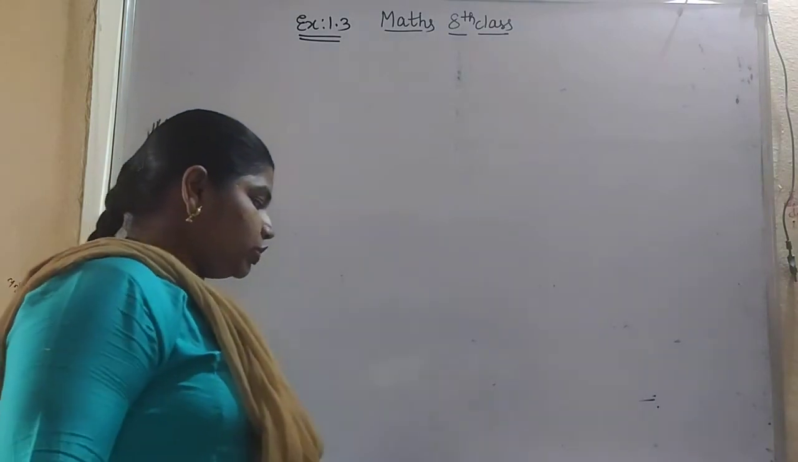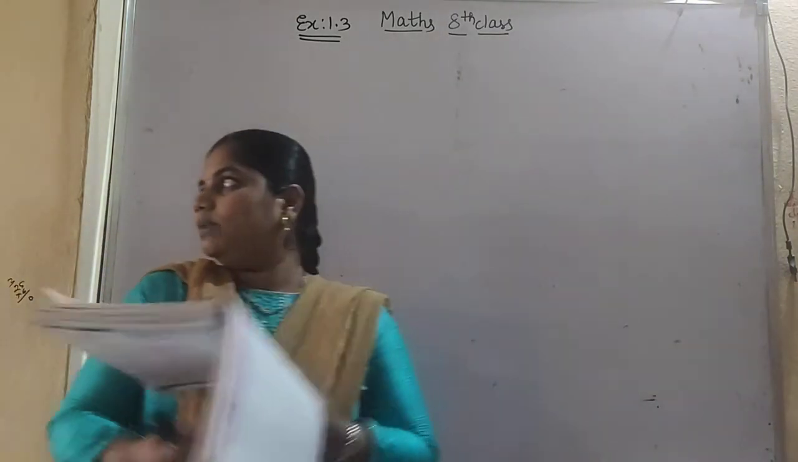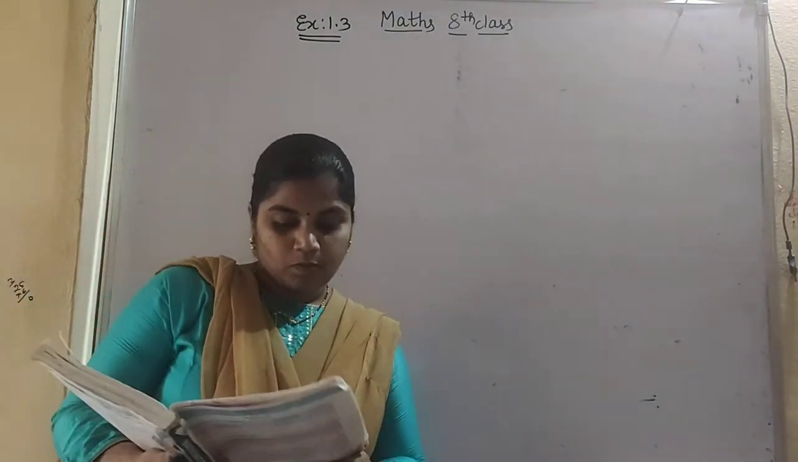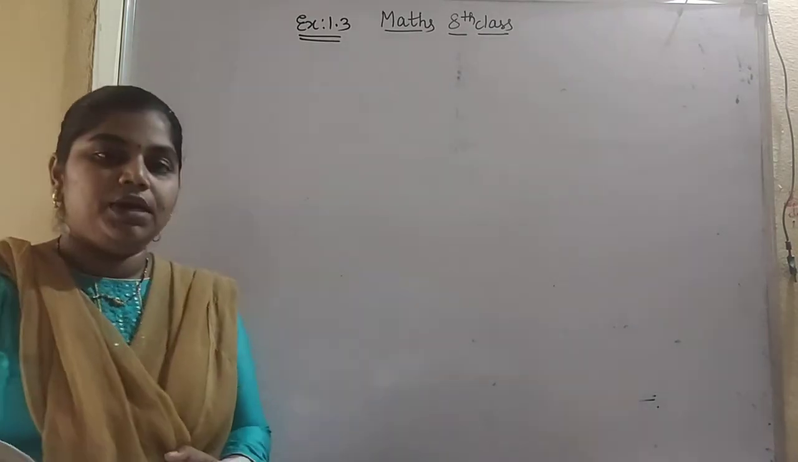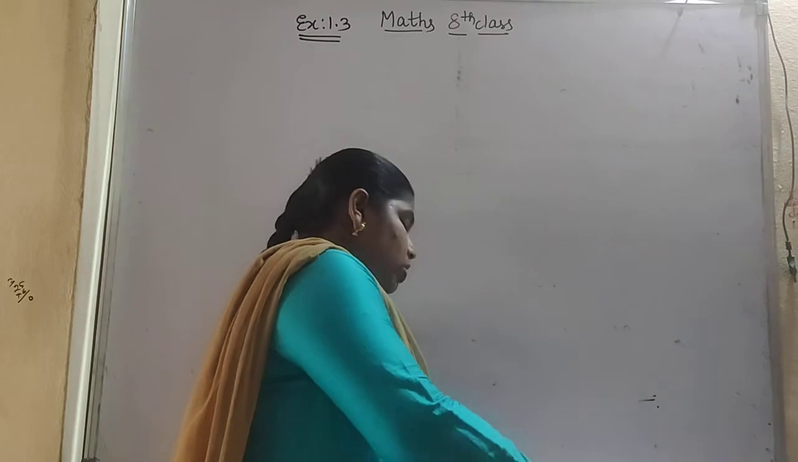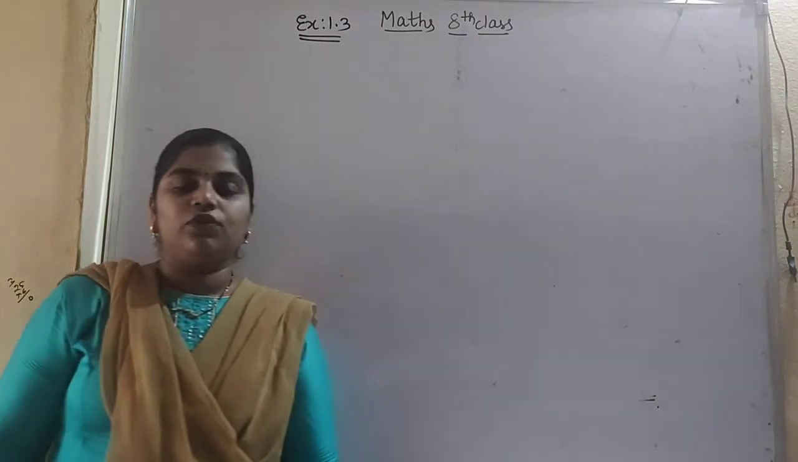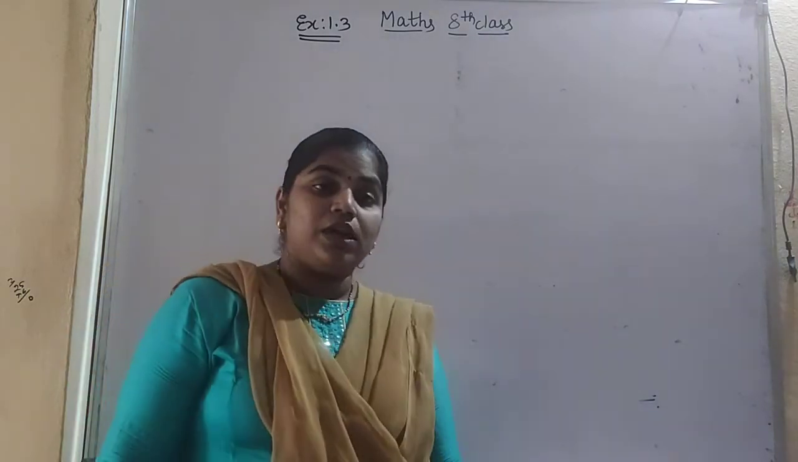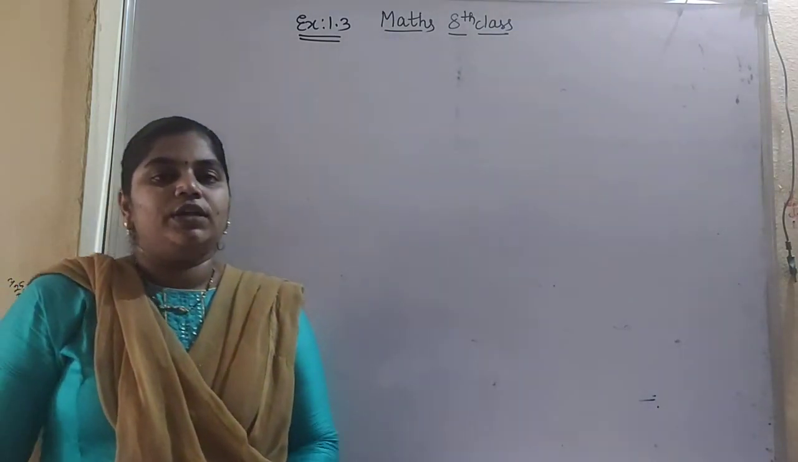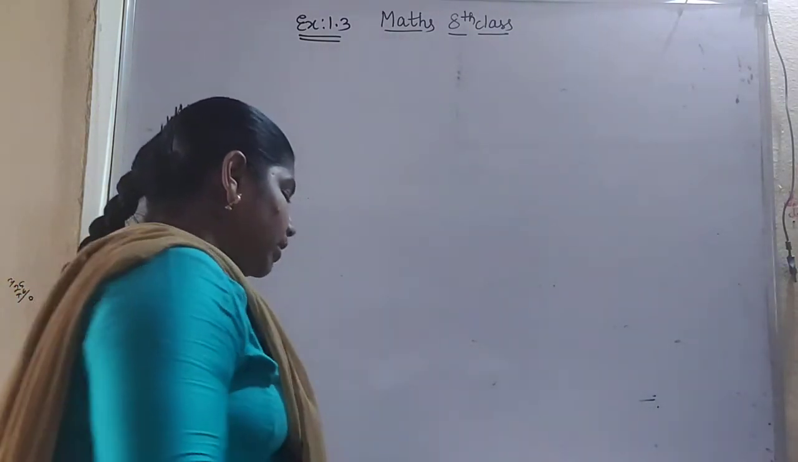What is the seventh question? The cost of 7 2/3 meters of cloth is 12 3/4. Find the cost of 1 meter. So they have given the cost of 7 2/3 meters of cloth. The cost of 7 2/3 meters is 12 3/4. We have to find the cost of only 1 meter now.